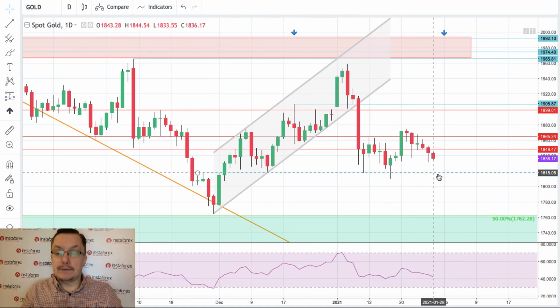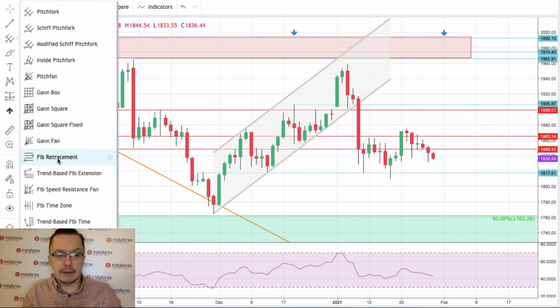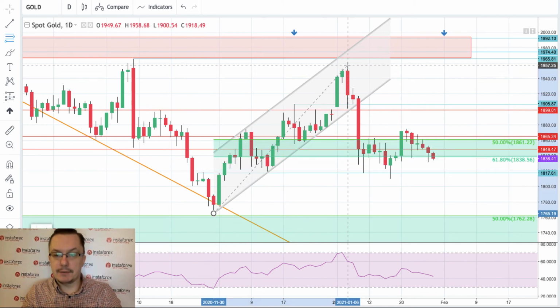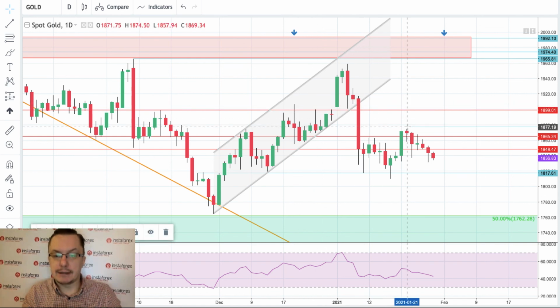So if this level is violated, then we would get very quickly towards the 50% Fibonacci retracement of this whole big move up. But let me just put one Fibonacci retracement, because I would like to see how much we will retrace of this move up. And we are, as you can see, below the 68% already. So these levels have been tested, so they are not valid anymore. We don't have to pay attention to them.